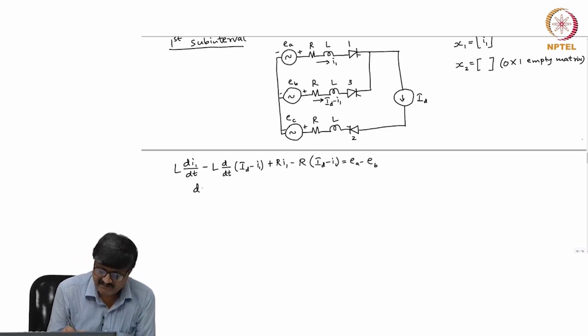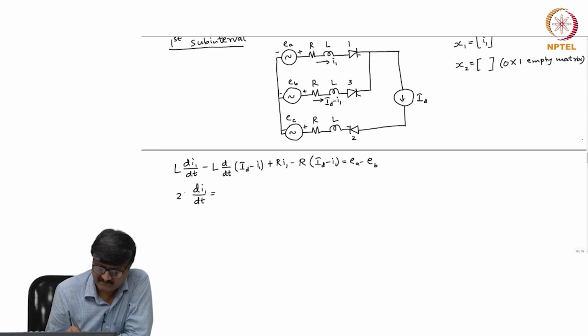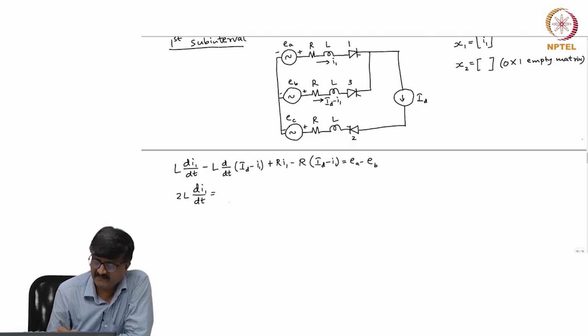So, if I write this in the standard form, dI1/dt is equal to... let me write a few more steps. If I take the first two terms of the previous equation, I get 2L dI1/dt. This is equal to, so there is R I1 appearing twice. If I push that to the right hand side, I get minus 2R I1, then minus R Id. If I push that to the right hand side, I get R Id plus EA minus EB.